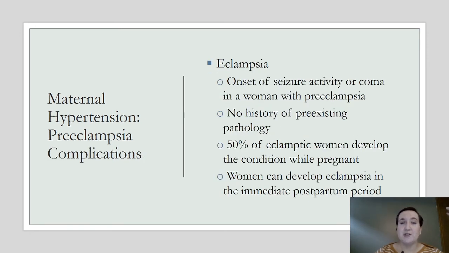One of those complications is called eclampsia. So if nobody notices that this patient's blood pressure continues to elevate with these severe features, or we are unable to stop the progression of this disorder, we can lead to eclampsia, or toxemia is the old word for it. It's the onset of seizure activity or coma in a woman with preeclampsia. They don't need to have anything pre-existing to red flag a provider or a nurse to this potentially happening. And it can develop 50% during pregnancy and 50% postpartum.